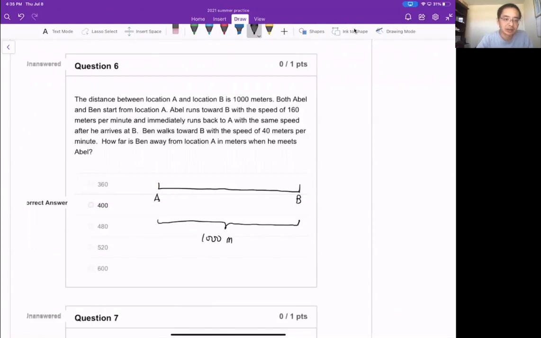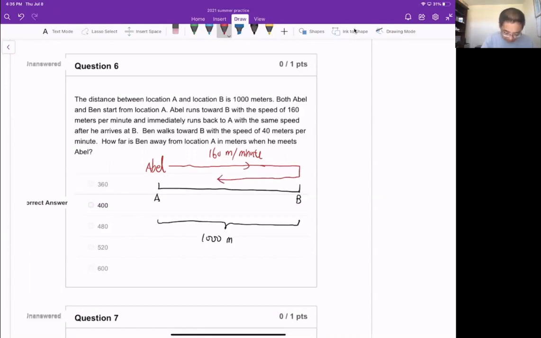Question number 6. The distance between location A and location B is 1,000 meters. Both Abel and Ben start from location A. Abel runs toward B with a speed of 160 meters per minute. After Abel arrives at B, he immediately turns around and returns.